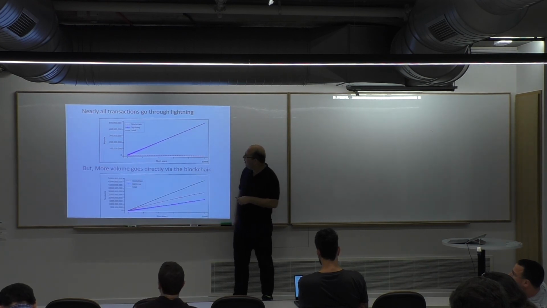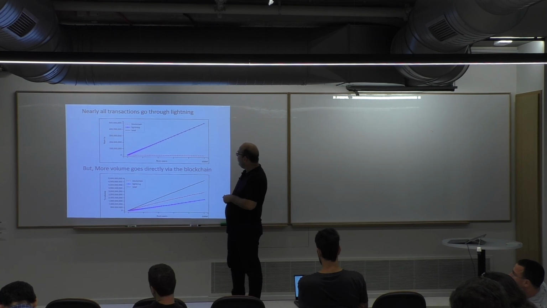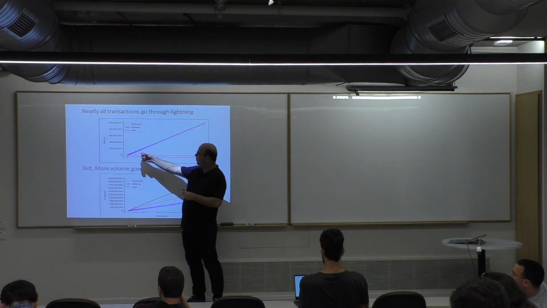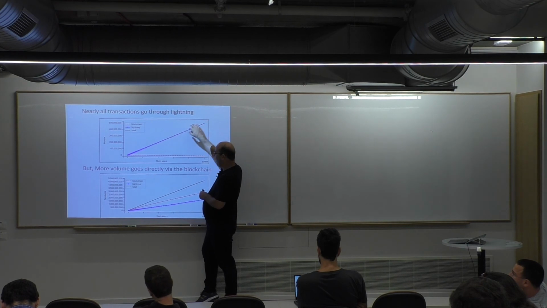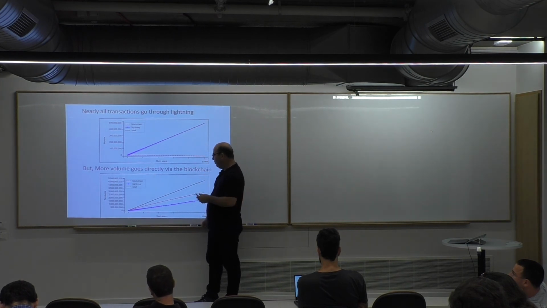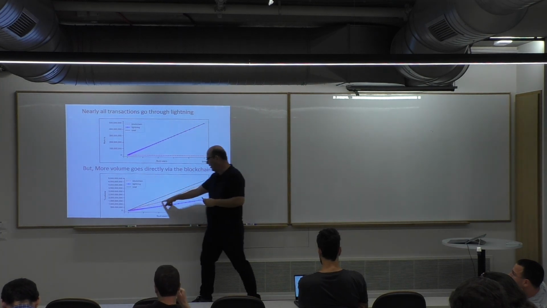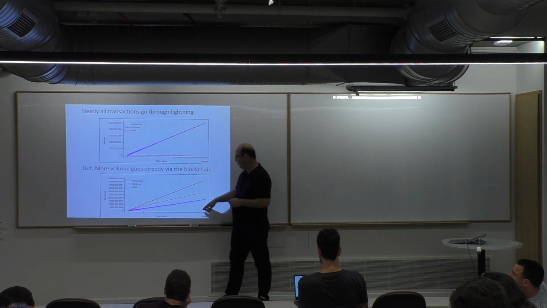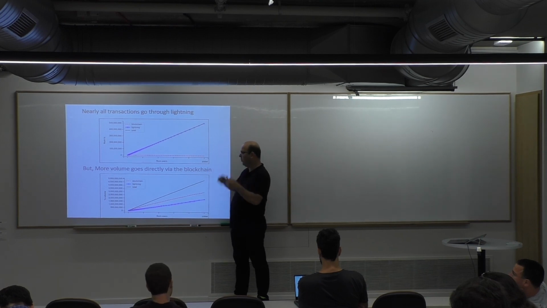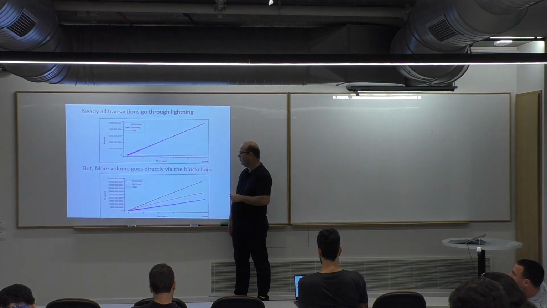This is showing that in terms of numbers of transactions, almost all of the transactions in our world went through Lightning. They were of different sizes, but in terms of volume, the blockchain had more volume as we increased the number of users in our simulations. So I'm not going into details on purpose here.